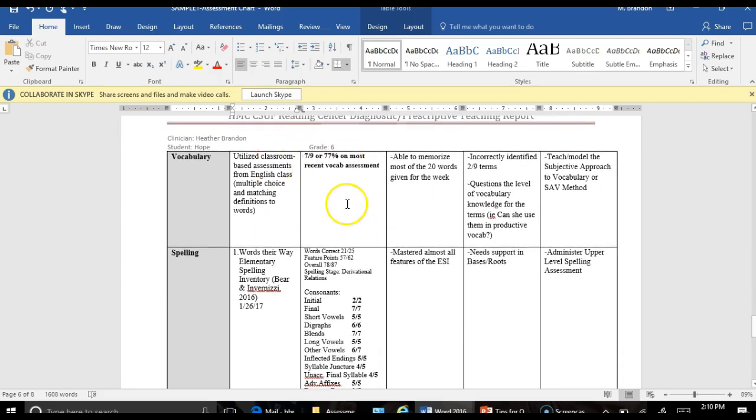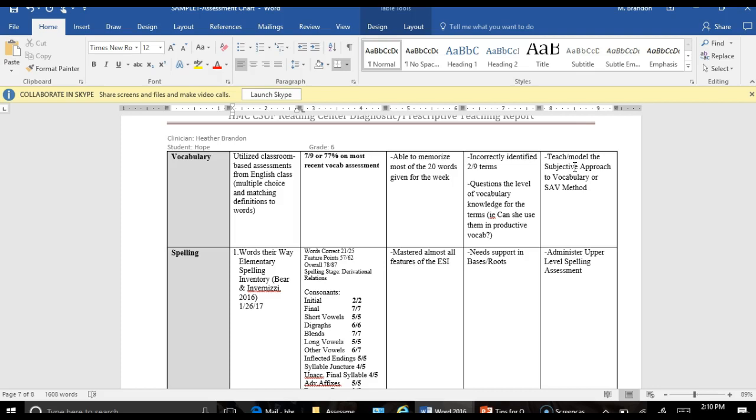And I could see right away that I really needed to help her with vocabulary because she was able to memorize most of the 20 words given for the week, but she missed 2 of 9, which was 77%. So that really hurt her score. So one easy way I identified to address this is by teaching her the subjective approach to vocabulary, or SAVE method, which I did in the next session.